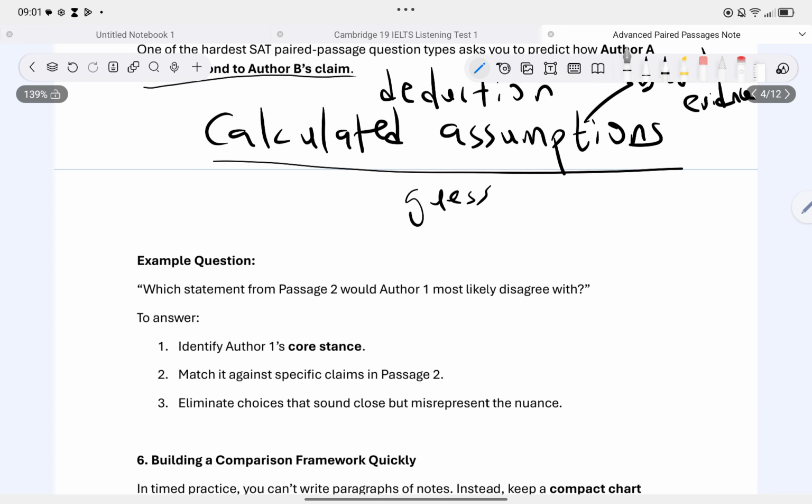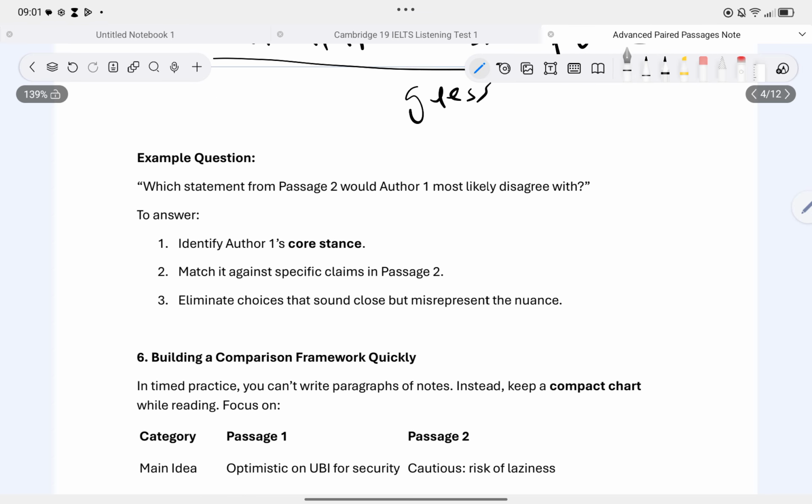Let's see an example to make that clearer. The question says, which statement from passage 2 would author 1 most likely disagree with? This is the kind of question you would encounter. Which statement from passage 2 would author 1 most likely disagree with? So you're going to get the main idea in passage 1 and then look for a statement in passage 2 that contradicts it.